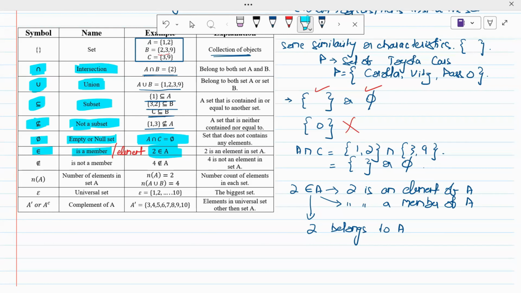Next symbol, not a member. Not a member means the belongs to symbol would have a cross line applied on it. Example, 4 doesn't belong to A. And yes, you can see that if you look for the set A, it is 1 and 2. And you can see that 4 is not a member of set A. You will simply cross it.